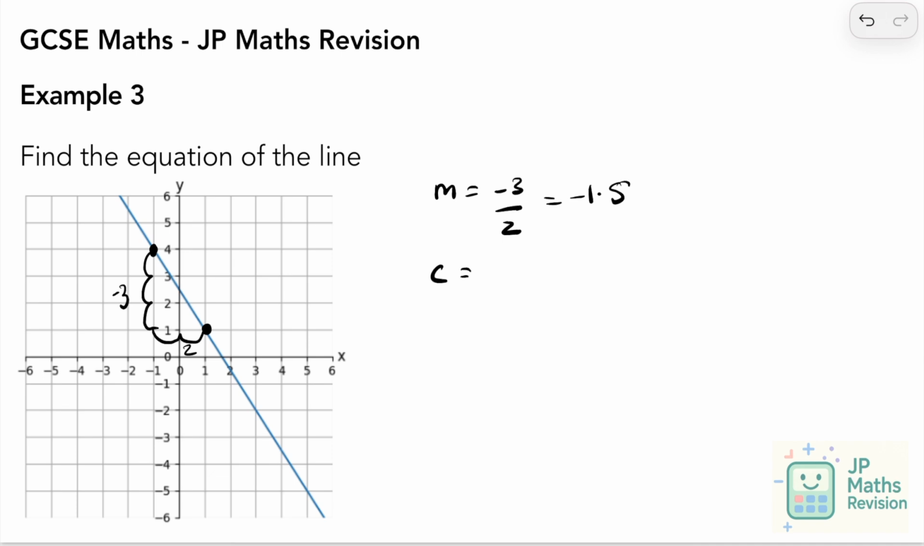And the y-intercept, that's the point where it cuts the y-axis. So you can see here, it cuts the y-axis between 2 and 3, so that's going to be 2.5. So the y-intercept here is 2.5. So putting that together, we have y equals minus 1.5x plus 2.5.